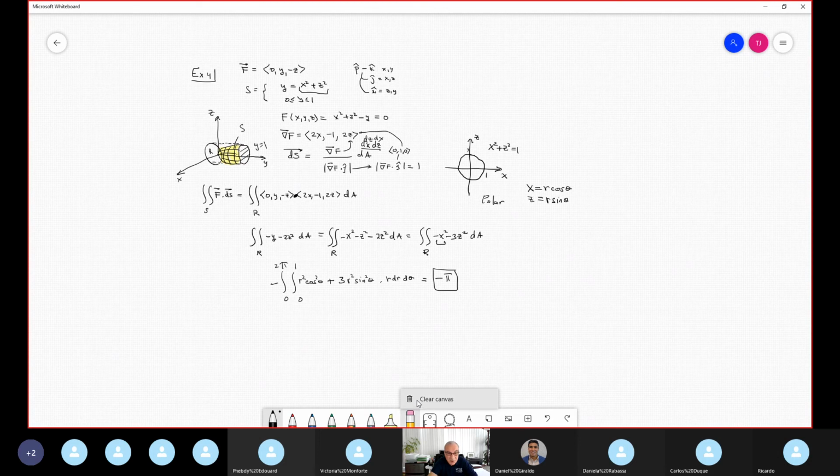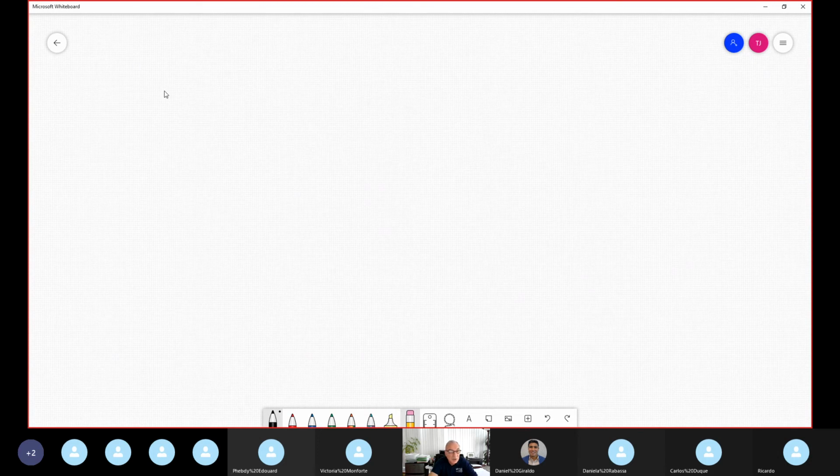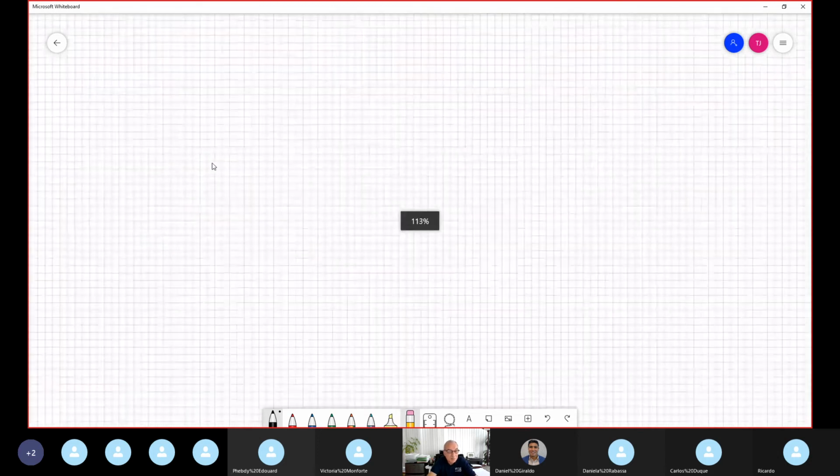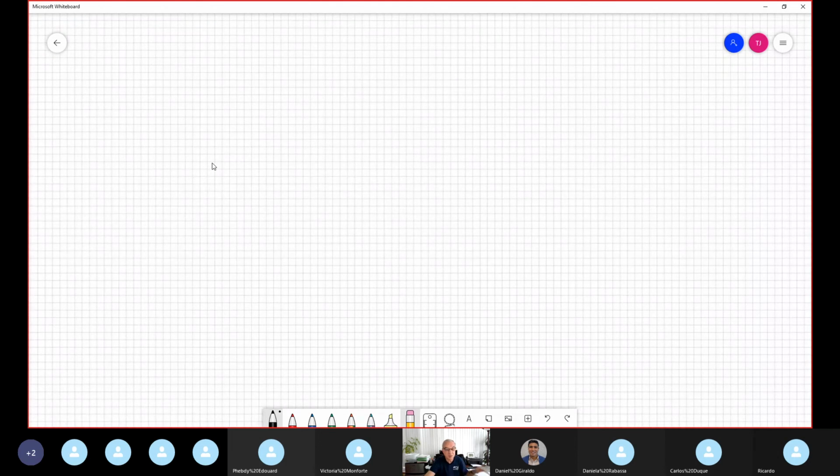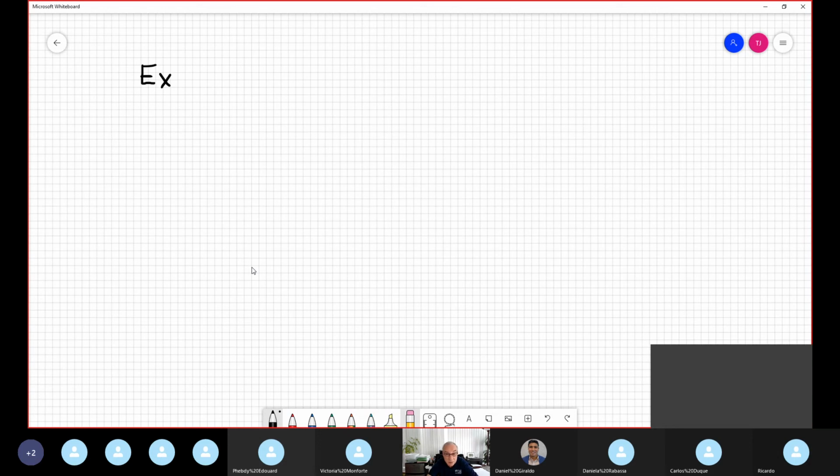Depending on whether the problem gives me the information explicitly, it's the most popular way. However, if the problem gives it in parametrization, suppose this example is example A5 or A6, guys. I don't remember. A5. Very well, Daniel. A5.